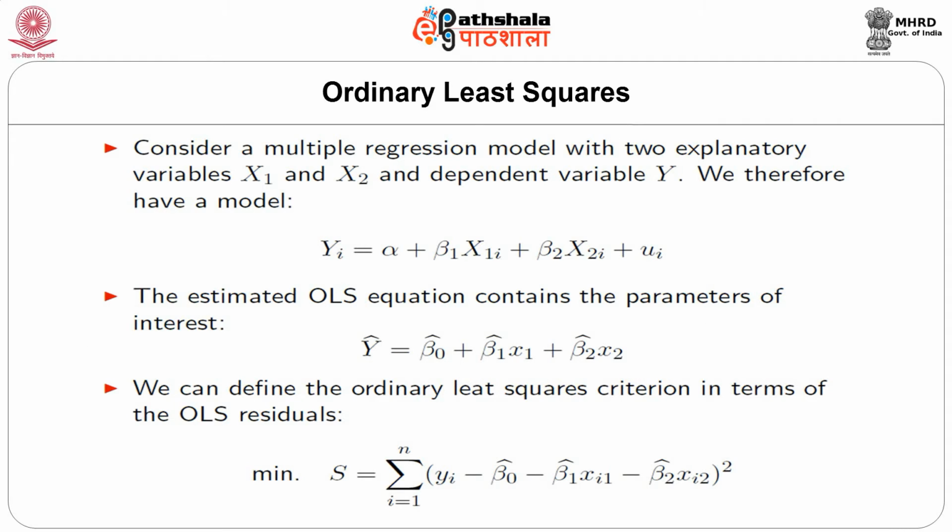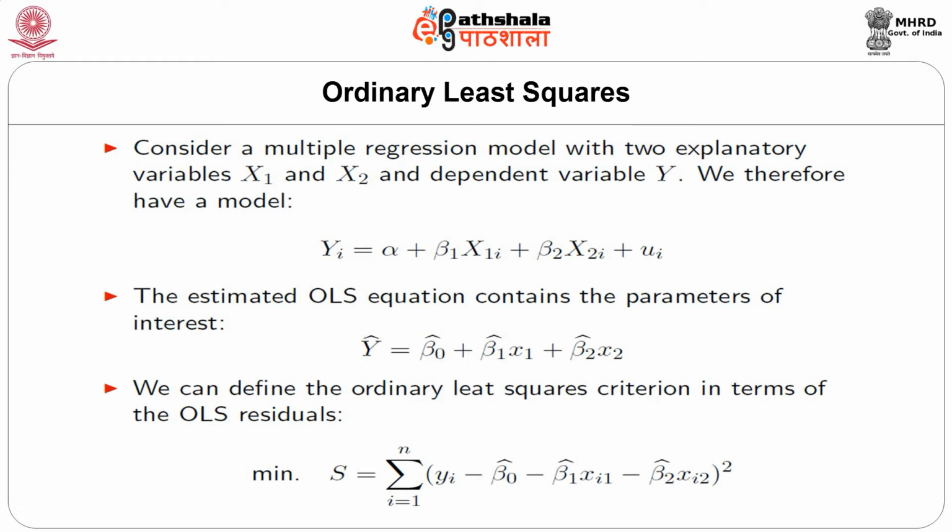So, considering the multiple regression model with two explanatory variables x1 and x2 and dependent variable y, we have a model that can be written as y_i equals beta naught plus beta 1 x_1i plus beta 2 x_2i plus u_i for the ith observation where i equals 1 to n. Here u_i is the error term, which is usually denoted by e_i.